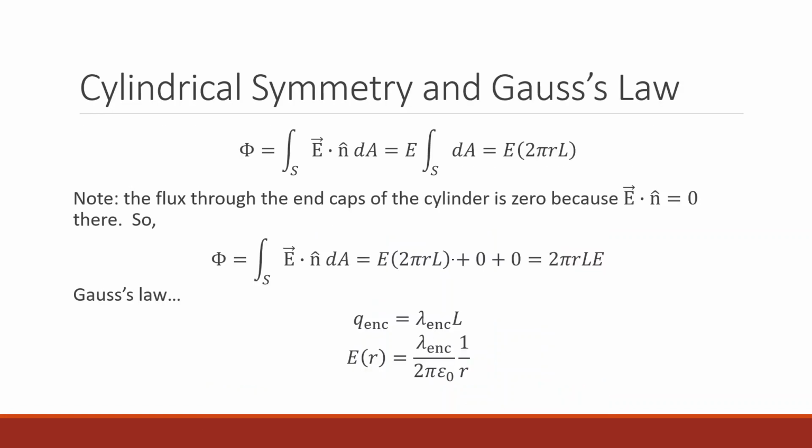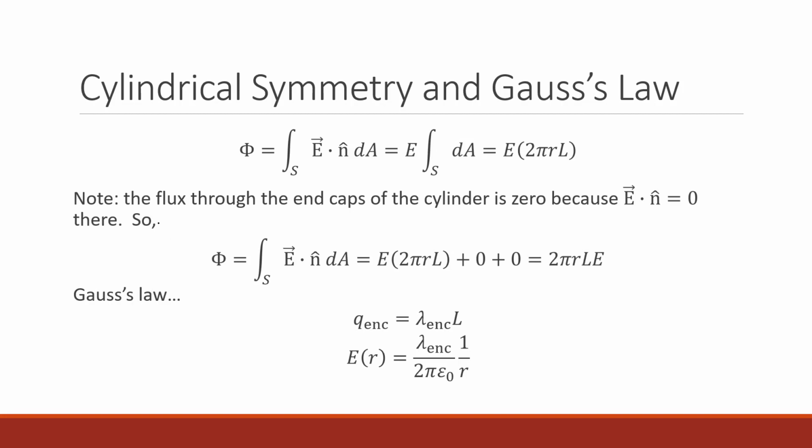So again, we can look at Gauss's law with this. We're going to take our surface integral, and the integral of our surface area is going to give us the area of a cylinder, so 2 pi r times the length of that cylinder.